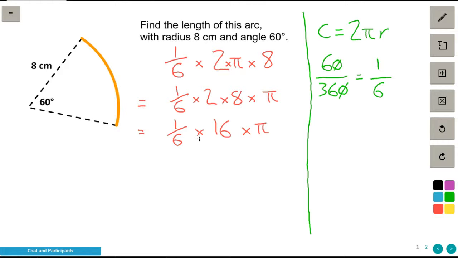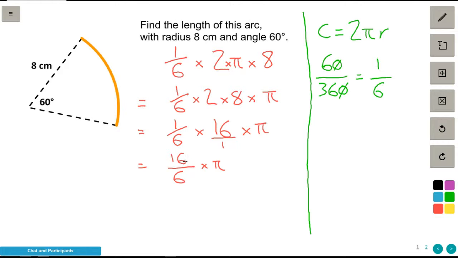And if I've got 1/6 multiplied by 16, we're multiplying with fractions now. Remember that we can write 16 as 16 over 1. That's exactly the same number. And then when we're multiplying fractions, we multiply the tops together, the numerators. So that'll be 1 times 16, which is 16. And we multiply the bottoms together, the denominators. So that's 6 times 1 is 6. And then multiply by pi as we had before.